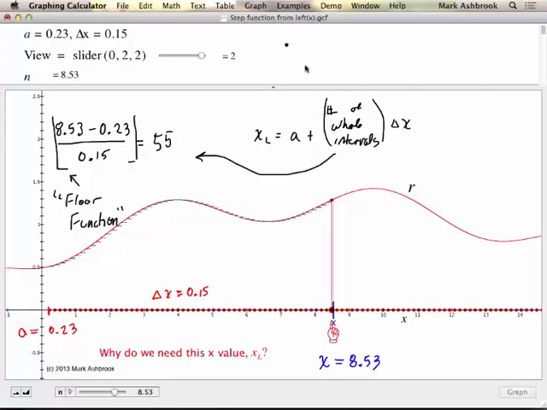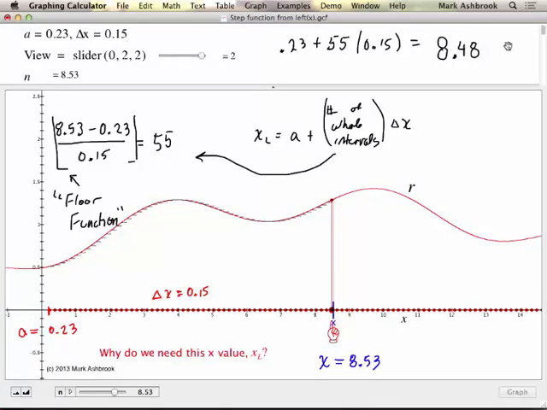Okay. So this overall calculation will be 0.23 plus 55 times 0.15. And what'd you get? 8.48. So that's the left side of the current interval where X is 8.53. Okay, does it make sense?